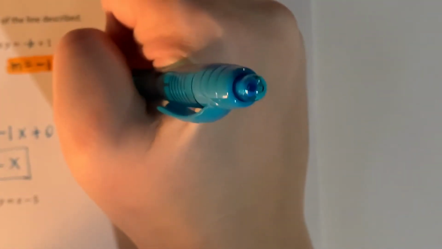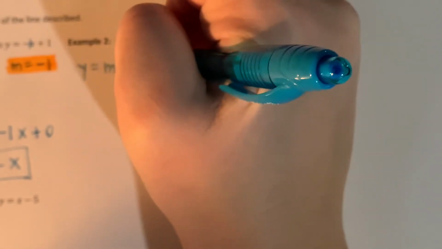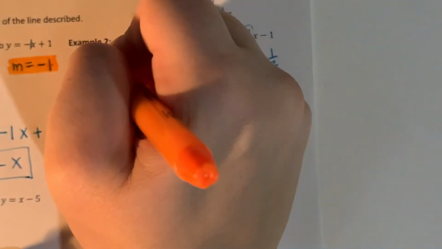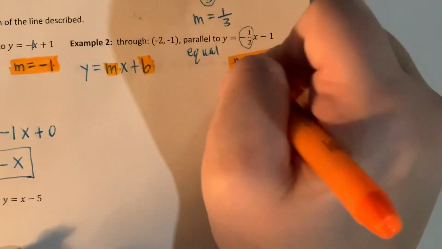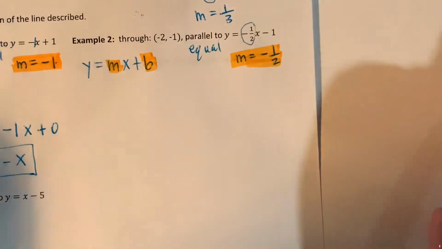I can write my slope-intercept form here. Y equals mx plus b. And we have two unknowns, or two pieces we have to find, our m and our b. And I already found one of them. I found that my m is negative 1/2.